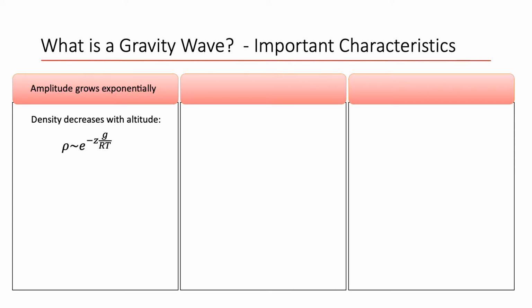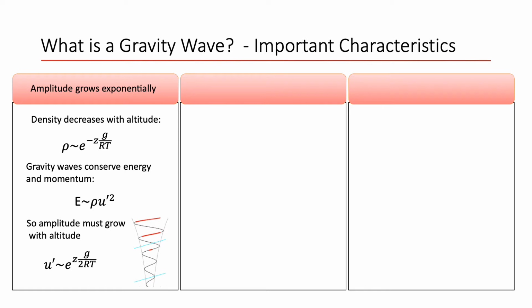Firstly, the amplitude grows exponentially in altitude. The density decreases with altitude, and gravity waves conserve energy and momentum, which is proportional to this decrease in density. Thus, the amplitude of the wave must increase with altitude.